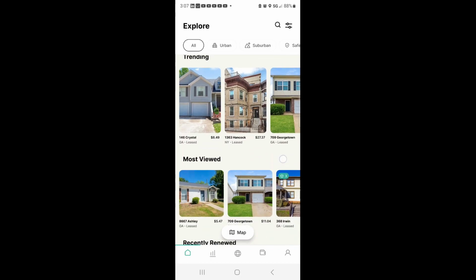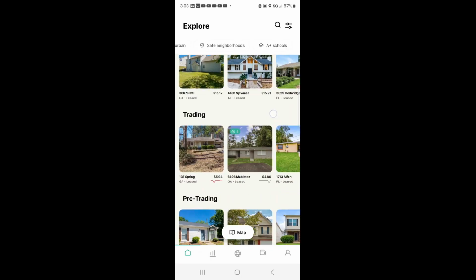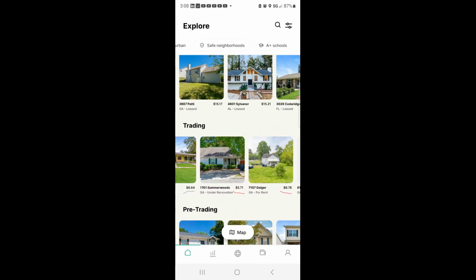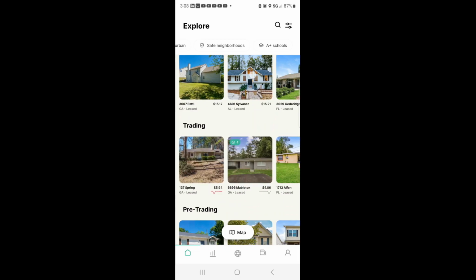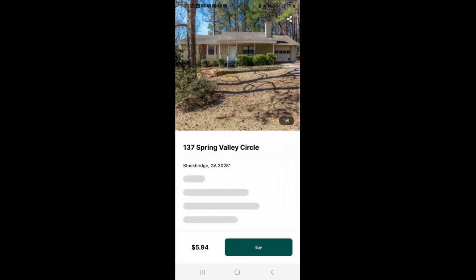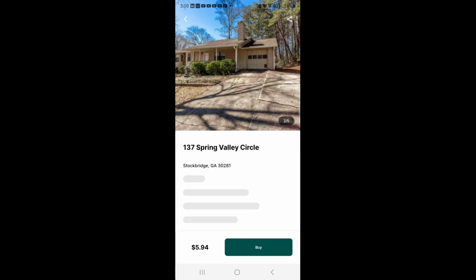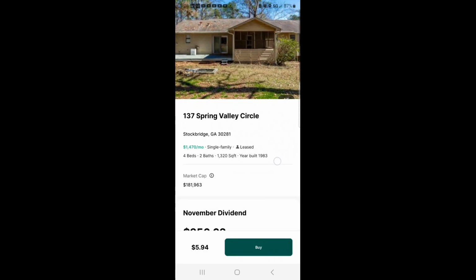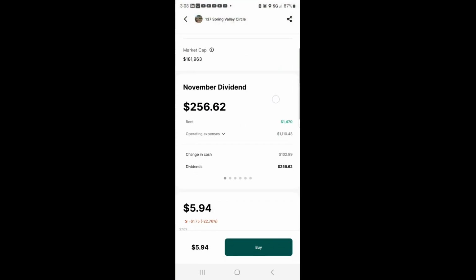So let's check out another one. Okay, so here's one trading on the secondary market. When it says trading, that's from the secondary market. I just had to find it. So we're going to click this one. Okay, we see the pictures. That's pretty good. Okay, same thing here.